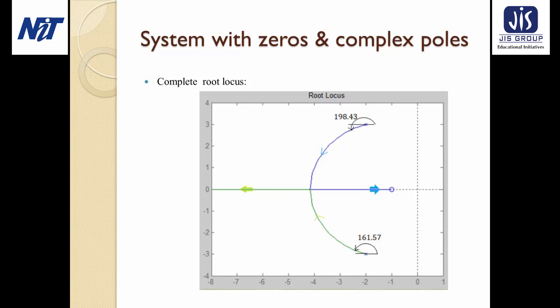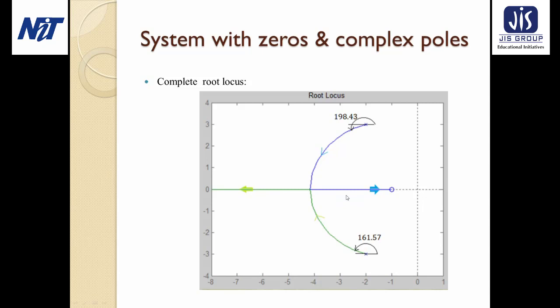And this breakaway point is almost minus 4 point something. So this is marked as the breakaway point at minus 4. And from this breakaway point, one locus is going to the zero because the system has 2 poles and 1 zero. So this is one locus, and another locus will terminate at infinity along the 180 degree asymptotic line. So the green line shows the other locus which terminates at infinity along the 180 degree line.